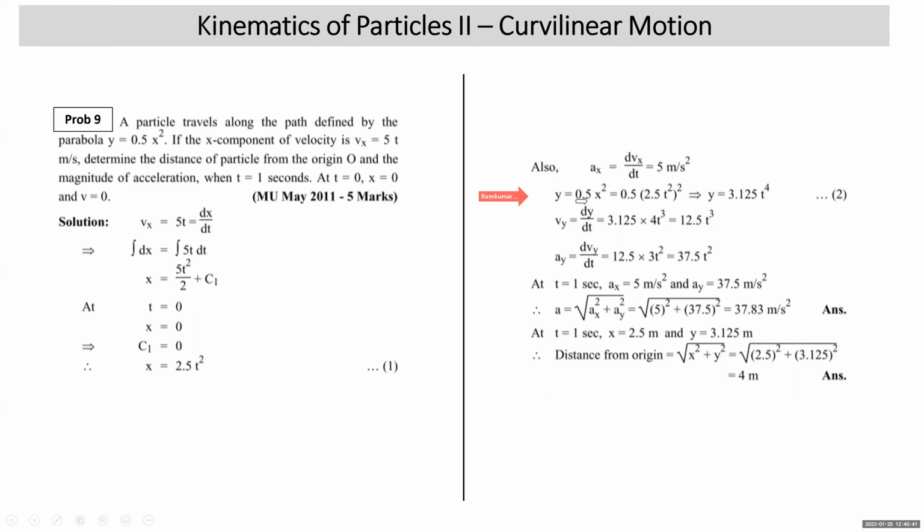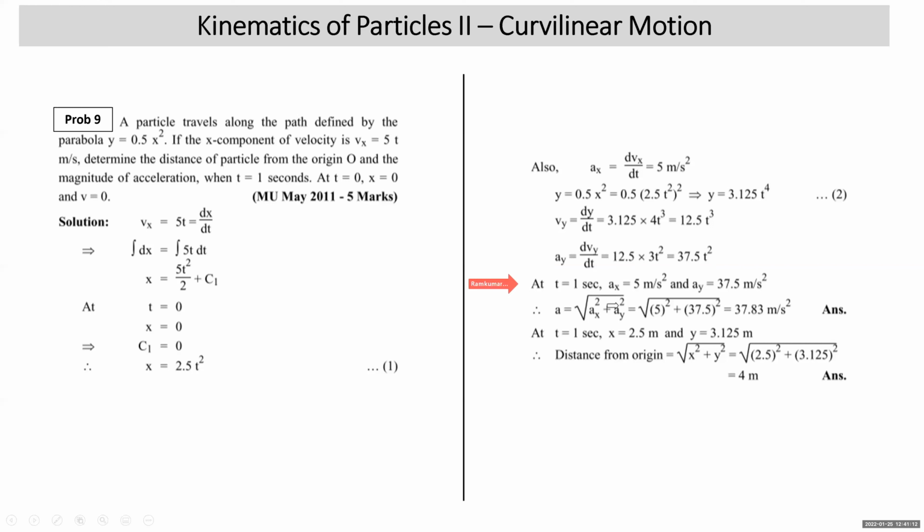Then what is y? y is 0.5 x square. The value of x is known to be 2.5 t square. Substitute the value of x into it, and you get y is equal to 3.125 t raised to 4. Now, once you have y in terms of t, vy is dy by dt, so 3.125 into 4t cube. This comes out to be 12.5 t cube. Then ay is equal to dvy upon dt, 12.5 into 3t square, that is 37.5 t square.